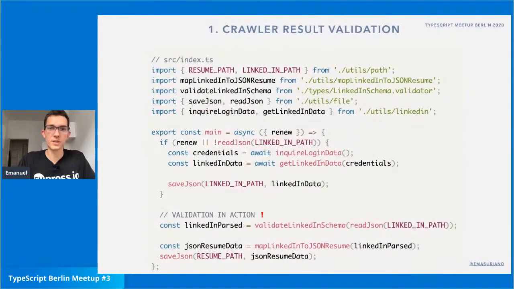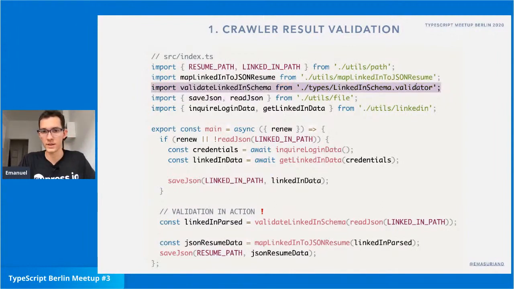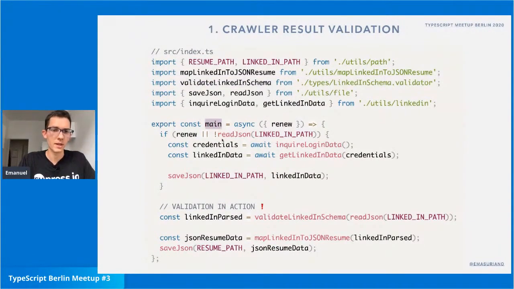So let's go with the first scenario, crawler result validation. This is the entry point of the right branch, when we are generating the resume data. As you can see here, I'm importing my LinkedIn schema validator. These are some helpers, no need to care about them. This is the main entry. The first thing I'm asking is whether the file is present. If it's not, then I'm asking for the credentials. This is just a CLI that will get me the username and then the password. Then the second step, I'm sending the credentials to the crawler. This is the function that will call the crawler. And here I will get the LinkedIn data.